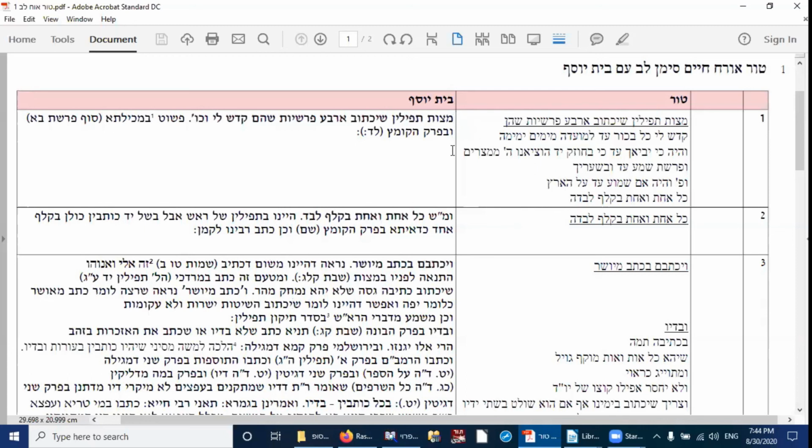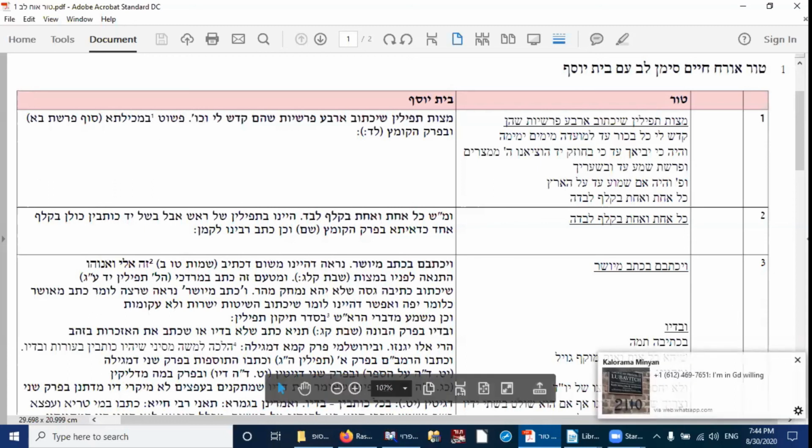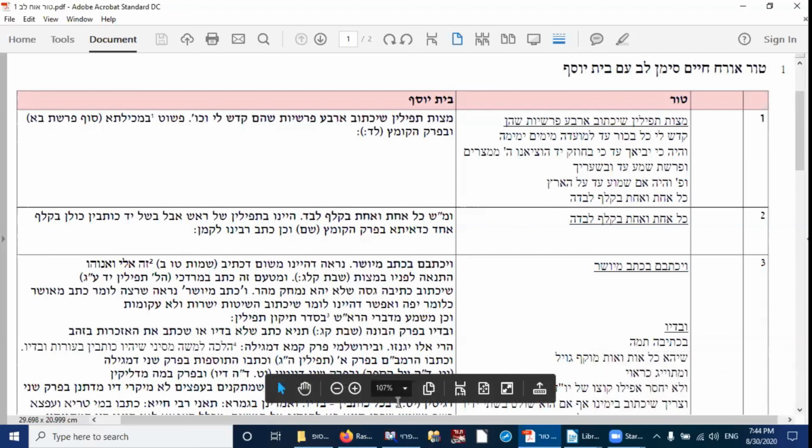The Beit Yosef here is just going to supply us with sources. The mitzvah of Tefillin is to write Arba Parshiyot, Shehem Kadesh Li V'Chulei. This is obvious in the Mechilta. The Mechilta down there. One second, let me close that before it makes any more noise.